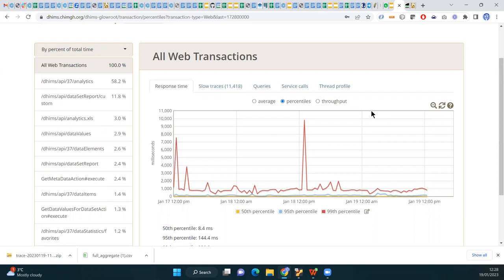Prometheus, I think, if you've got a very Docker-centric environment, particularly where you have everything running on Docker, then Prometheus works quite well. It doesn't require Docker, obviously, but it fits into that paradigm quite well. We have some metrics exposed on DHIS2 using Prometheus.